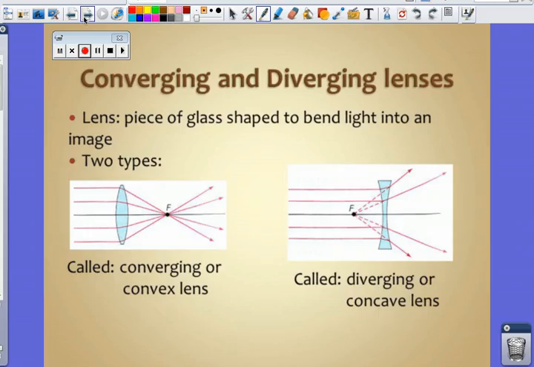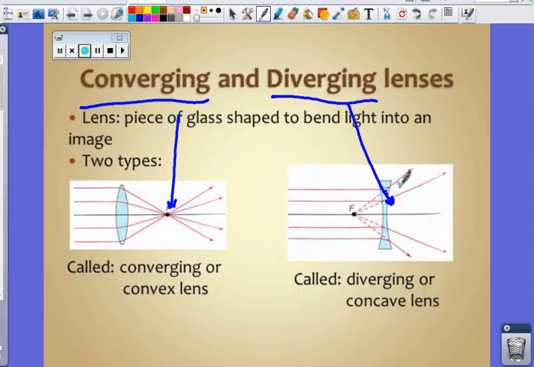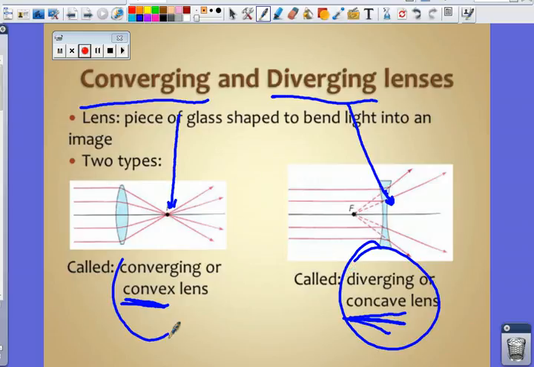We're going to first start with lenses, and we have converging lenses and diverging lenses, just like it sounds. Converge means the light comes together to a point. Diverge means the lens spreads out the light. This is going to be your convex, and this is going to be your concave. Remember these words, I'm going to use them interchangeably. Converging lenses bring things to a focal point. Diverging lenses spread out that light.